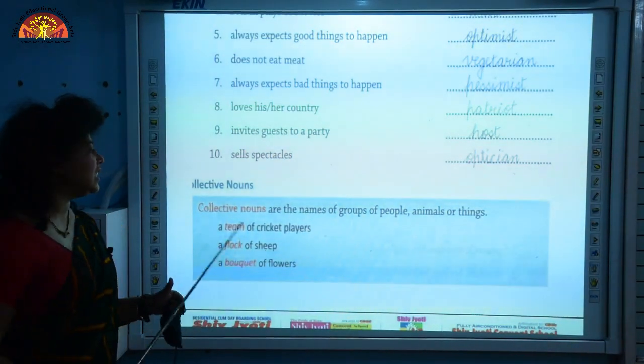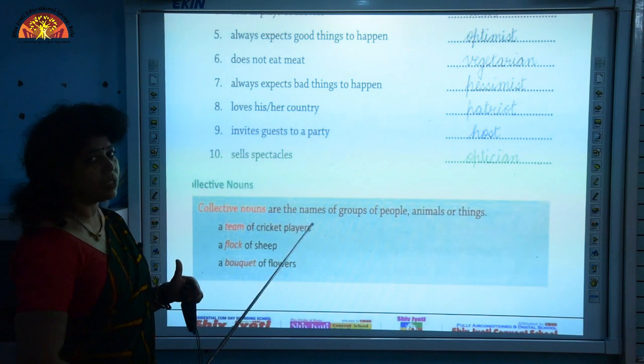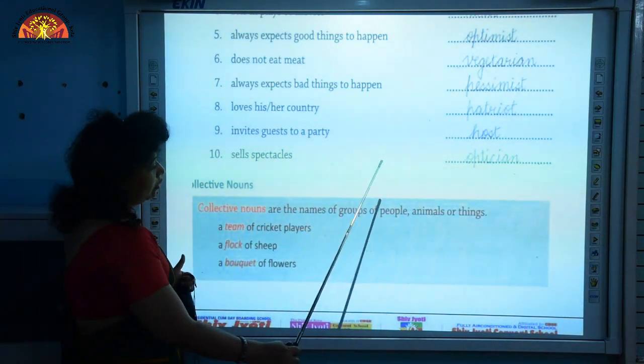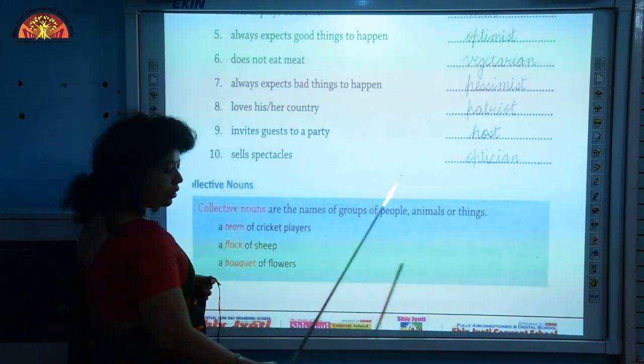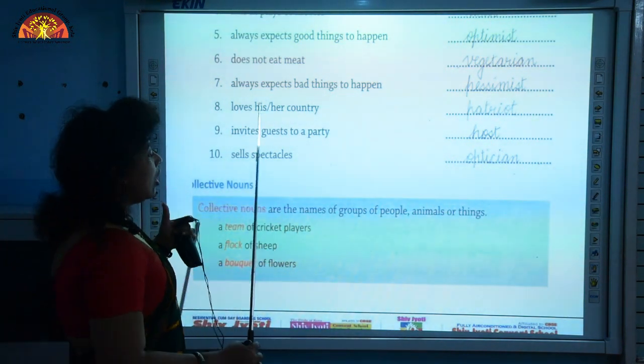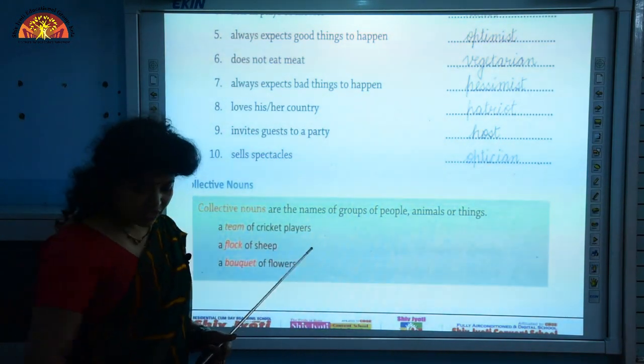So, children, let us now come to your third type of nouns, that is collective nouns. So, what are collective nouns? They are the names of groups of people, animals or things. That is, they are the names of groups or collections of people, animals or things taken together.